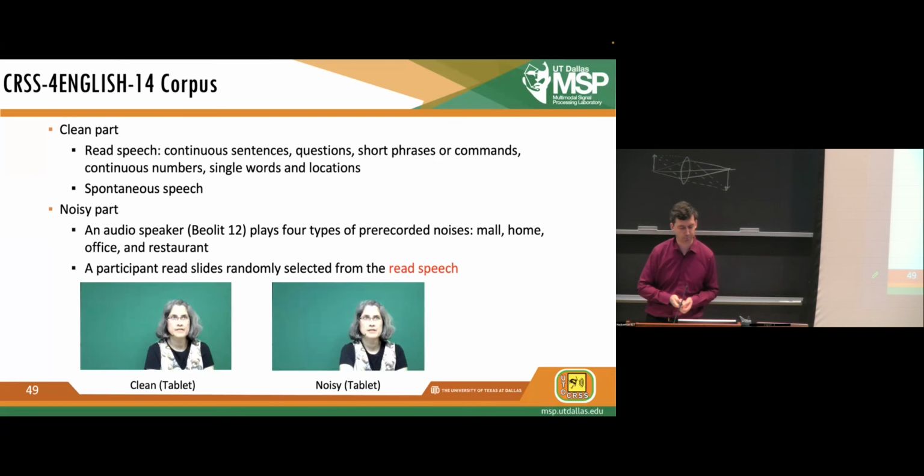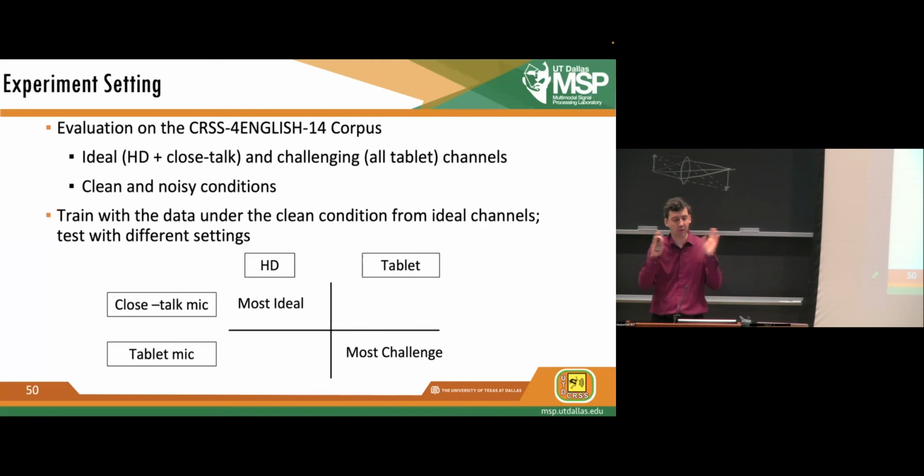We consider two conditions. One we call the ideal condition, where we took the close talk mic and the high definition camera. That's what we highlight here in this quadrant. And we also look at a more challenging task, where we use all the information coming from a tablet, which again was about 2 meters from the subject.